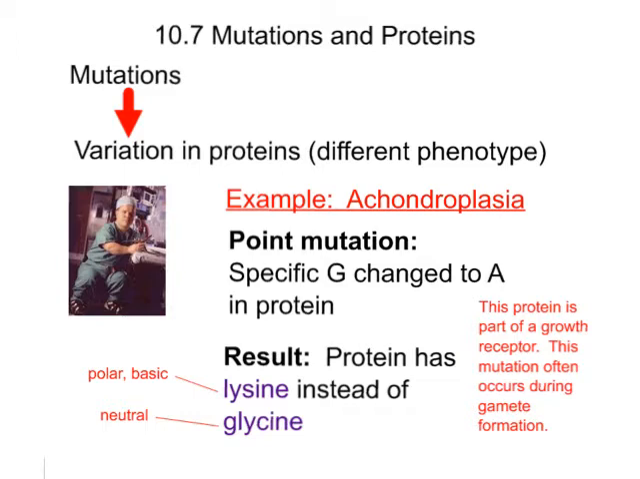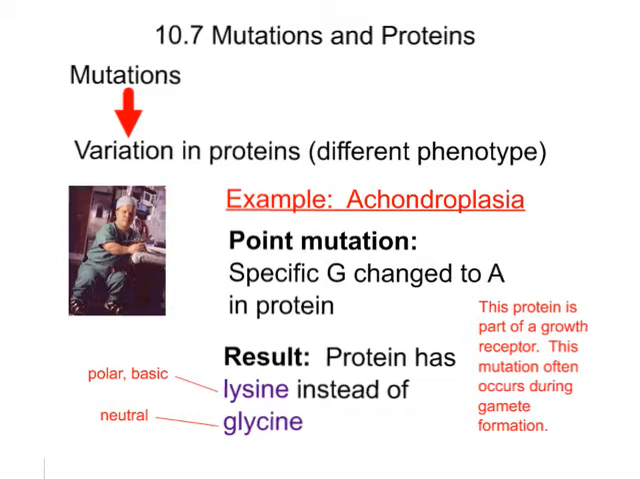So here we have an example, achondroplasia. This individual has achondroplasia, which is also sometimes called dwarfism, and that occurs because there is a point mutation. Remember, a point mutation was a change in a specific base, and in this case, the specific change is that G is changed to A in that base.